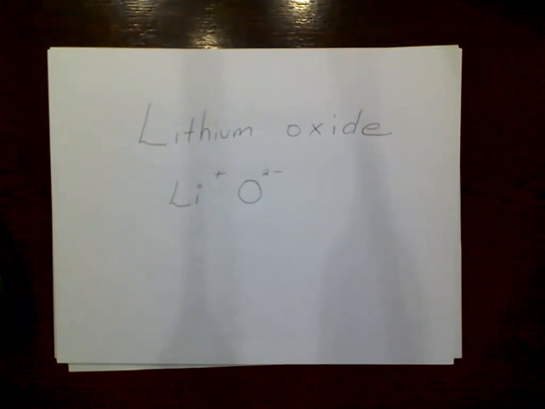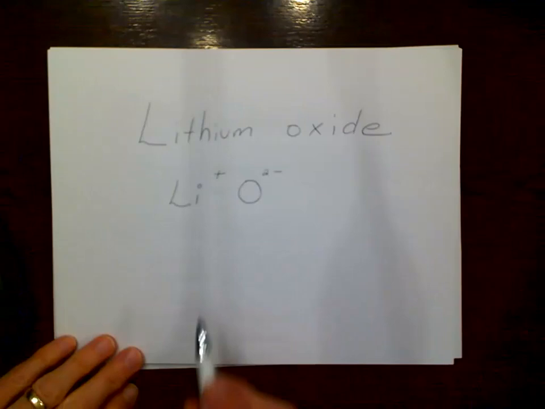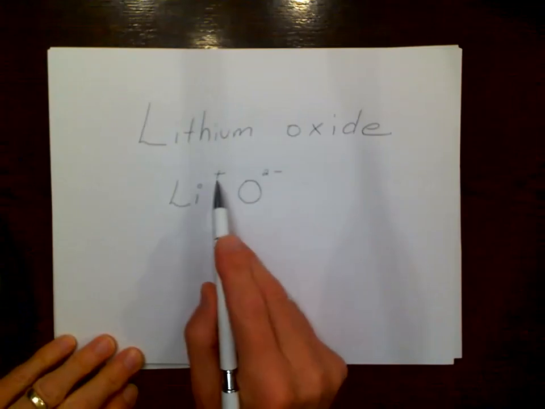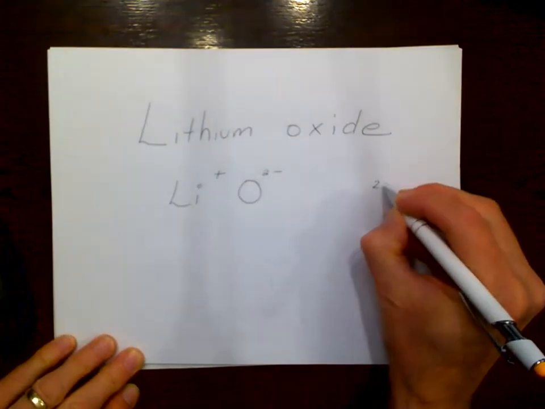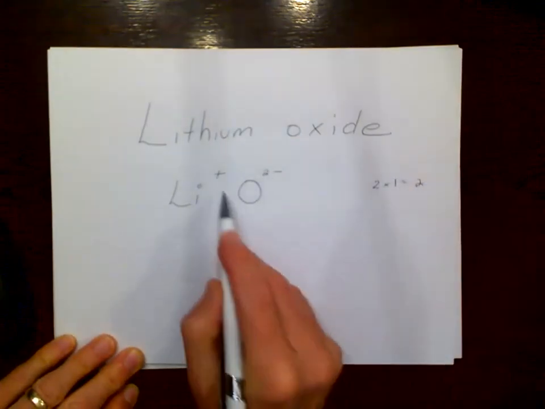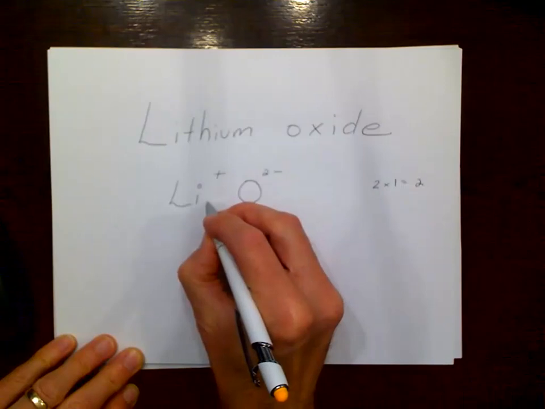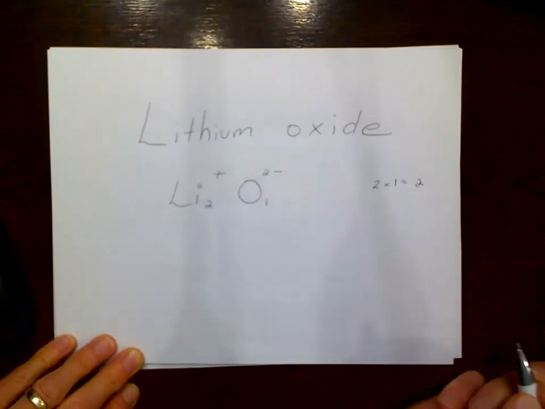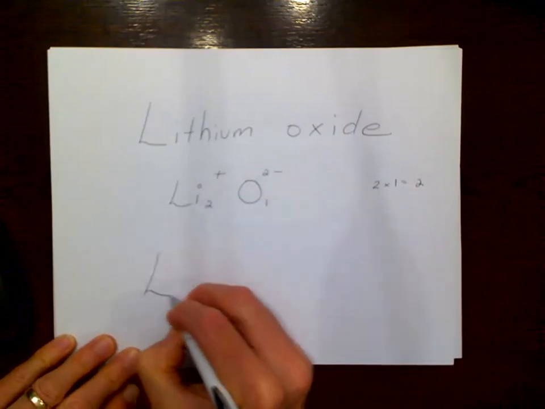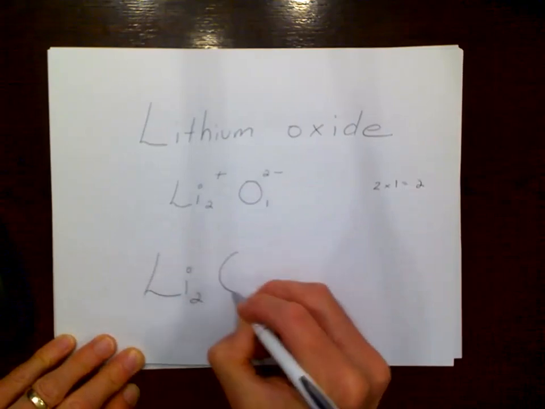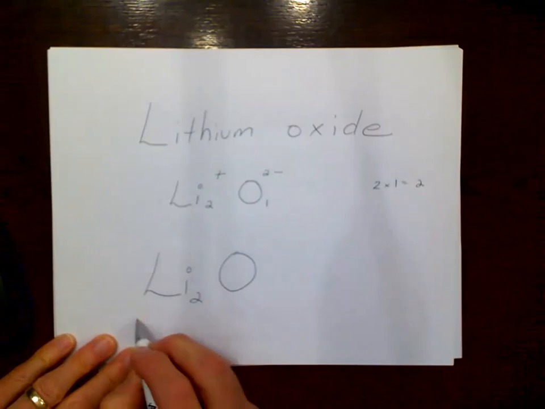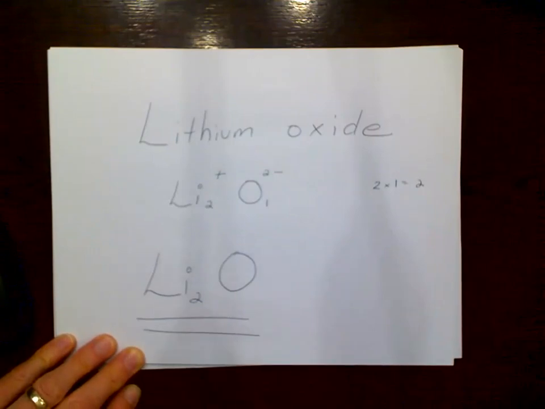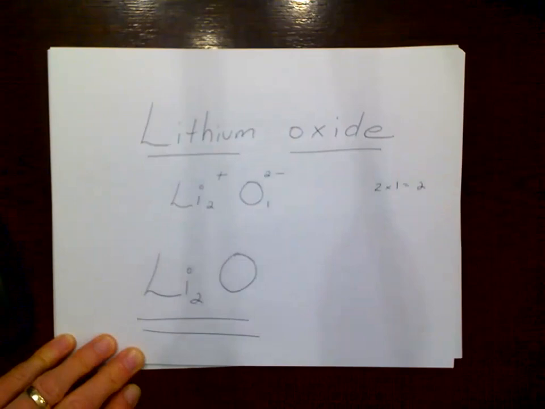Now we have to balance these charges. And in order to do that, the lowest common multiple of 1 and 2, well, that's going to be 2, right? 2 times 1 is 2. So I need to multiply this by 2 and this by 1. So the way we write the formula for this is Li2O. We don't write a subscript 1 here because the 1 is understood. And this would be the formula for lithium oxide.